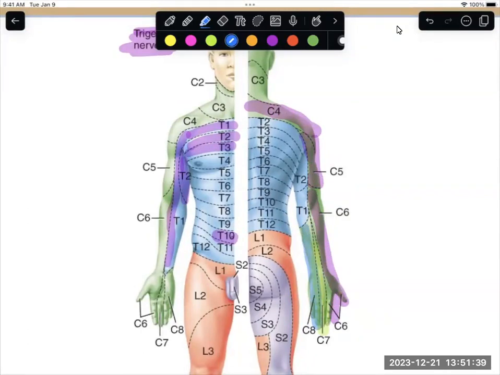So knowing this information, you can figure out if somebody says they've lost sensation on the whole top part of their arm, you can trace it back and figure out, well, did they lose sensation of their shoulder? Did they lose sensation of just their forearm? Do they have sensation in their fingers? Which fingers do or do not? You can figure out if it's C5, C6. You can figure out where this nerve damage could be.